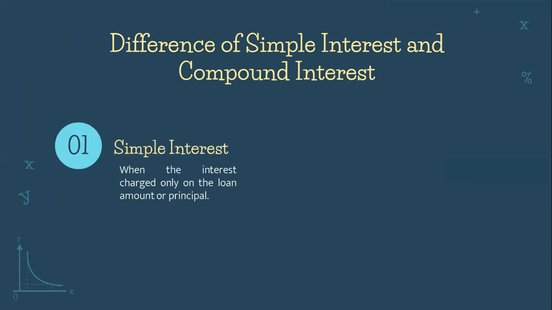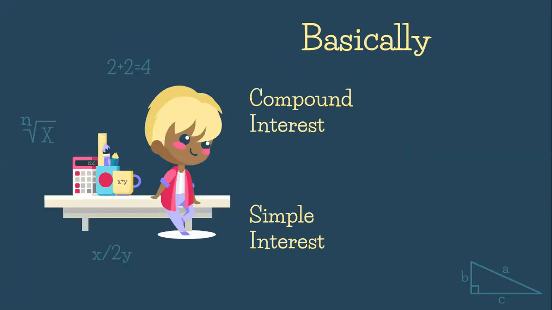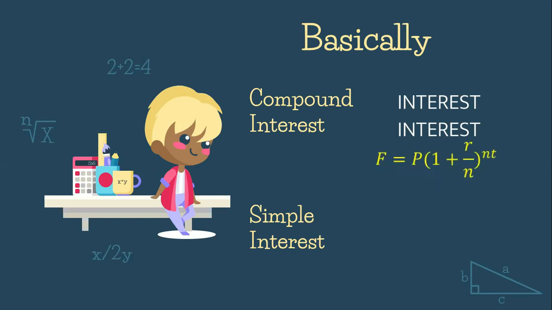So by definition, simple interest is when the interest is charged only on the loan amount or the principal. Pag sinabi naman po natin compound interest, it is when the interest due at the end of a certain period is added to the principal and the sum earns interest for the next period. So basically, my dear students, under compound interest, si interest niya po nag-earn din ng interest. So we have the formula for that. Future value of the compound interest is equal to the principal times 1 plus r over n, where n po is our compounding period, raised to the compounding period times the time.